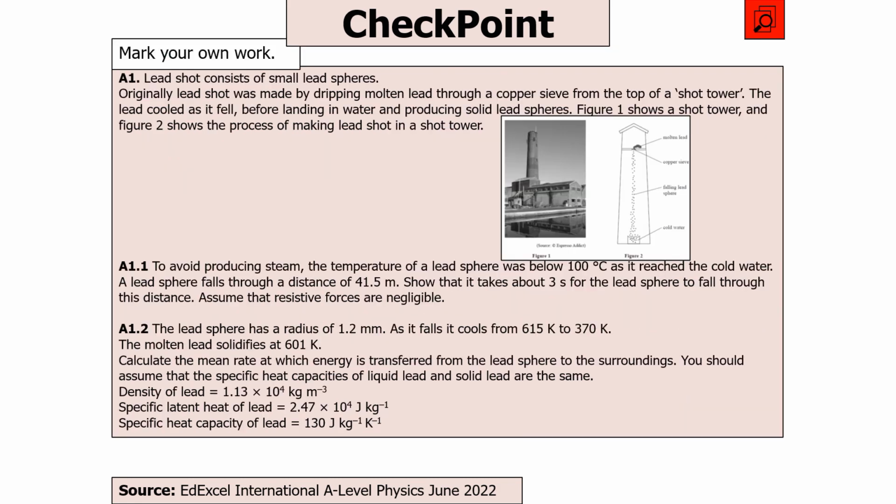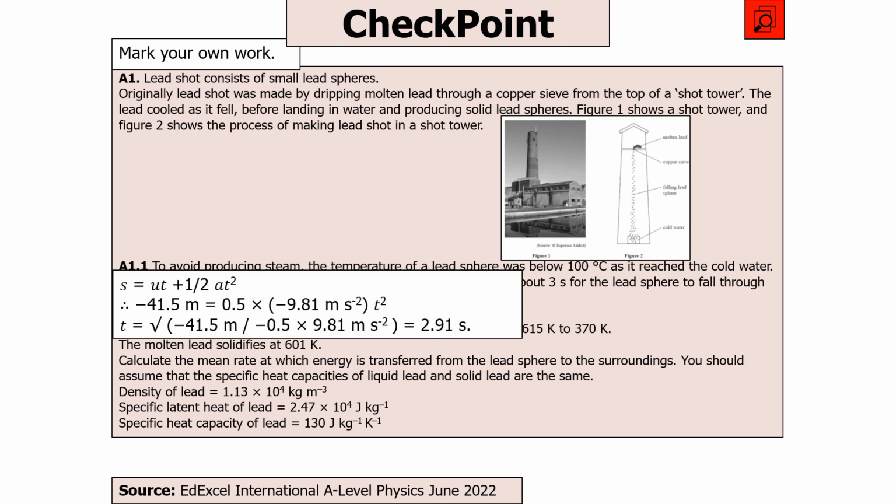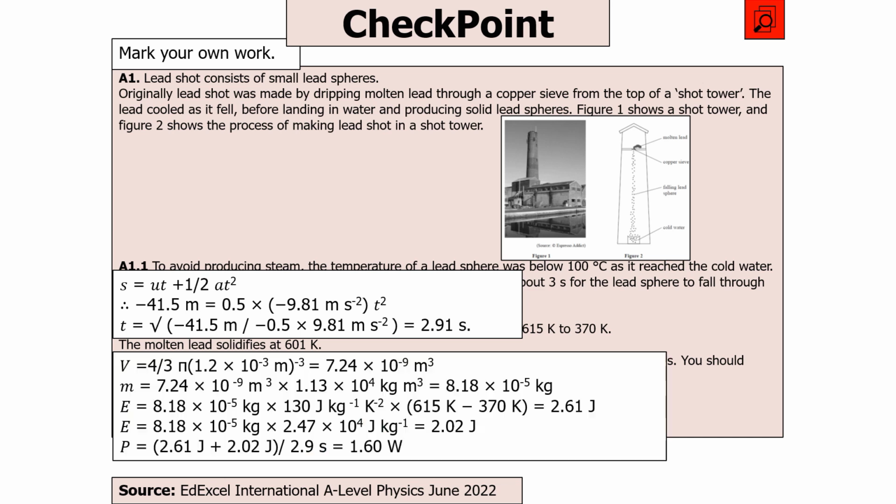Right, we can just use suvat in this question because it's going to be constant acceleration. So s equals ut plus a half at squared. Remember, a is minus 9.81 and s is minus 41.5. So therefore t will equal 2.91 seconds. In this next one, we work out what the volume is going to be by doing 4 over 3 pi r cubed. So we get our volume out. We can then say the mass is the density times the volume. So we get our mass to be 8.18 times 10 to the minus 5 kilograms.